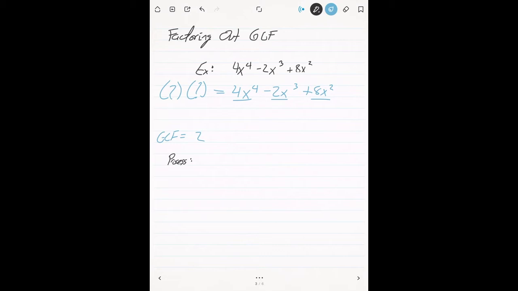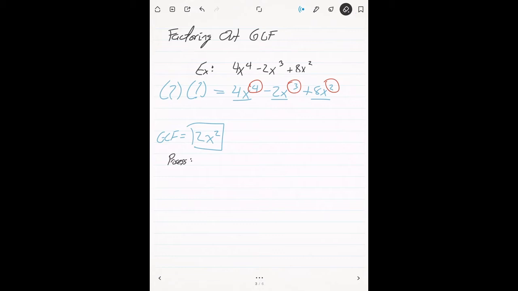But then it comes to the variables. What do all three of these expressions have in common with x's? Well, in the first term, there are 4 x's. In the second term, there are 3. And in the last term, there are 2 x's. So how many x's do they at least all have? Hopefully you're saying that all three of these expressions have at least 2 x's in them. There might be 4, there might be 3, but all of them have at least 2 x's. So this is going to be the GCF of our polynomial.